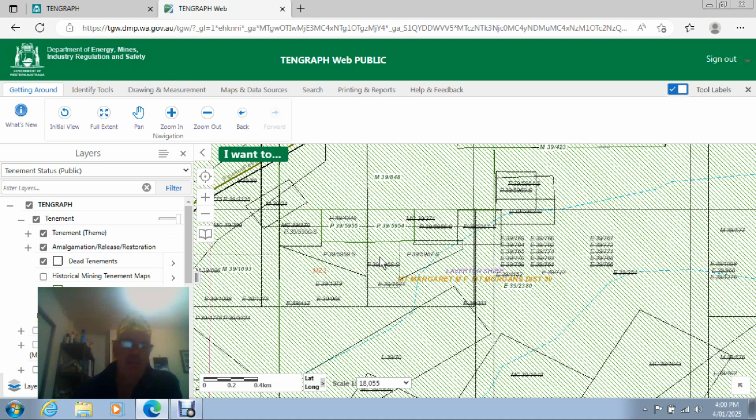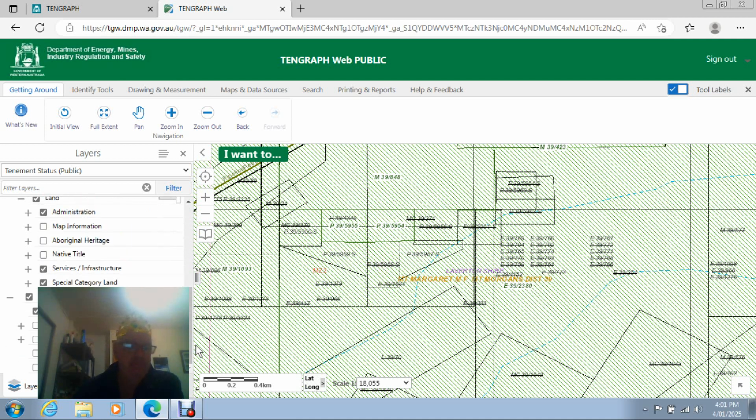The way I'm going to find out is to bring in aerial imagery, the photo mosaic overlay. Now, I can bring that in on Tengraph down the bottom, but I never use Landgate aerial imagery when I'm playing the What If game, and I'll show you why that is. I use Google Earth, and it's a fairly easy process to take one of these tenements and to transfer that to a Google Earth overlay.